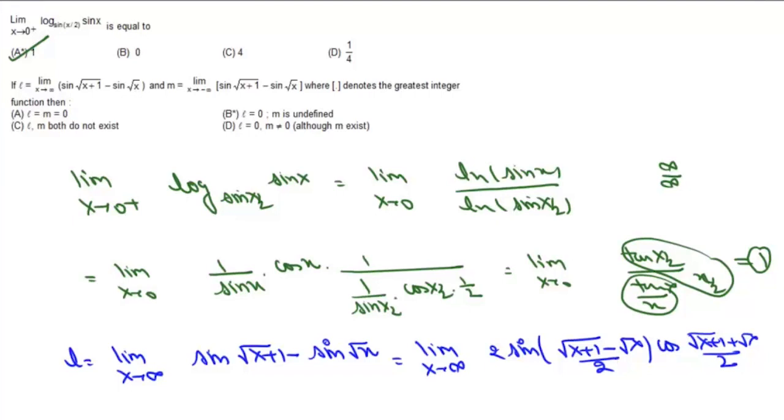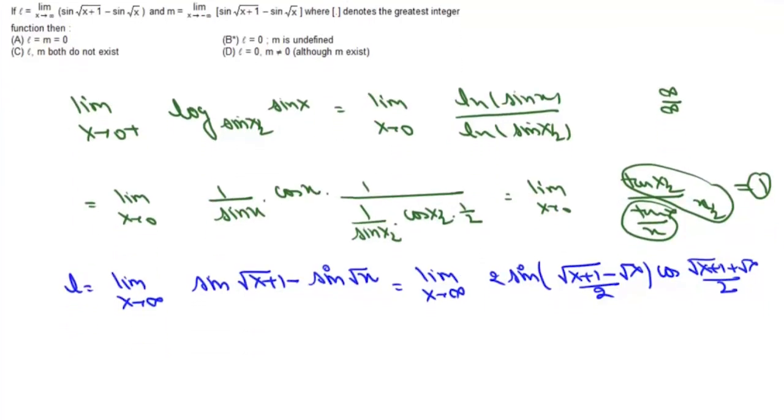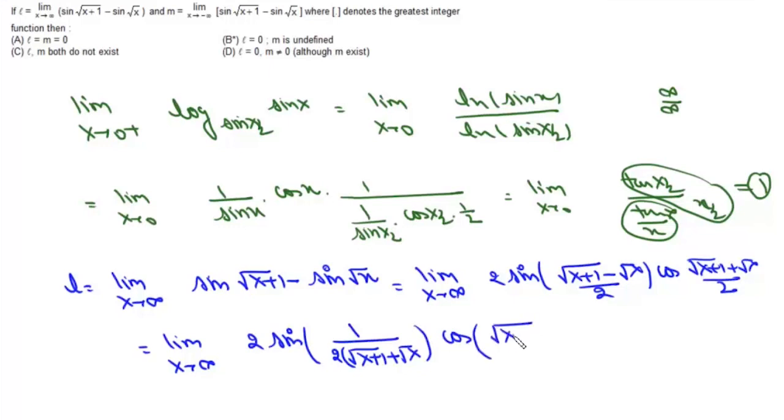Now we'll rationalize this. If we rationalize this, we can write it as limit x tends to infinite, and it'll be 2 sine, and here will be 1 upon 2 under root of x plus 1 plus under root x, and here will be this cos under root x plus 1 plus under root x by 2. Now when x tends to infinite, this is 1 upon infinite, so it will be sine 0, sine 0 is 0, into cos infinite, and cos infinite is oscillating value, minus 1 to 1. Now 0 into anything finite is finite, so answer to this limit is 0. So value of L is 0.